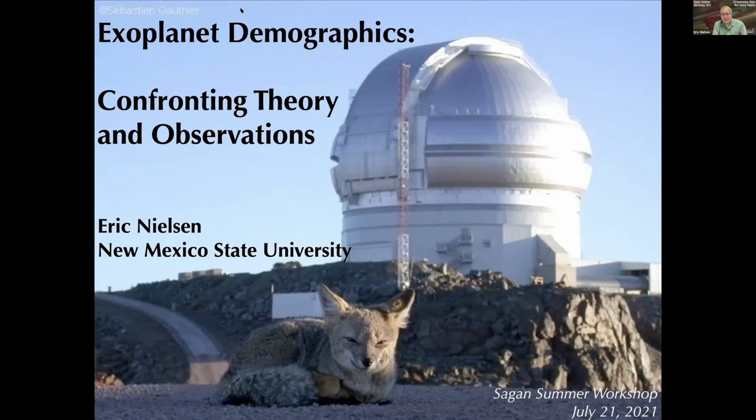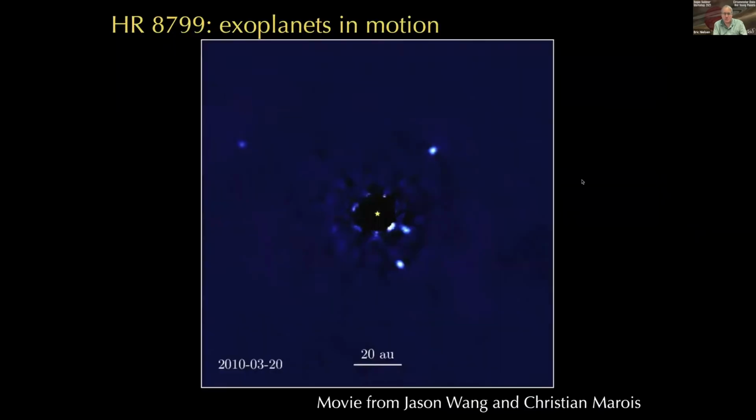All right. Well, thank you, Carl. Thank you very much to Christoph for that great introduction to what I'll be talking about today, which is exoplanet demographics, and particularly how we use observations to try to guide what we know about theory. I'll be talking largely about direct imaging in this talk, so I always like to start with this great movie of the 4 HR 8799 planets orbiting the star from Jason Wang and Christian Marois, a nice illustration of the power of direct imaging, really good at getting these wider separation giant planets.